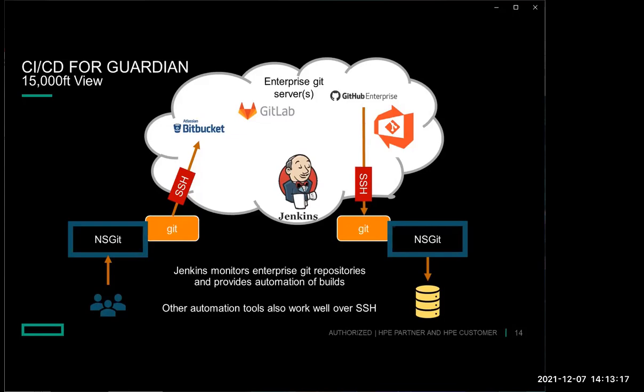Now, Jenkins doesn't have to be the only one you use. Any automated tooling, Travis as an example. There's lots of different ones out there. As long as these things communicate over SSH, you can do this. And you can do this with an OSS application. You can do this with a Guardian application. SSH is the glue that holds the entire architecture together.